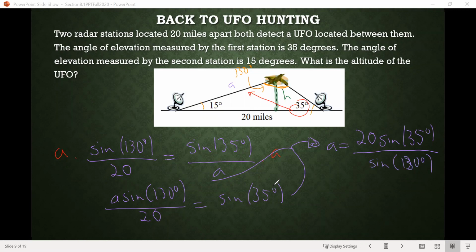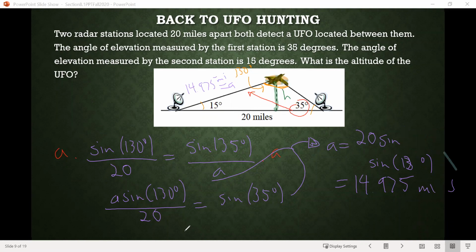If we plug that into our calculator, making sure your calculator is in degree mode, what we end up with is 14.975 miles. So in our picture up here, this length of side A will be 14.975 miles.